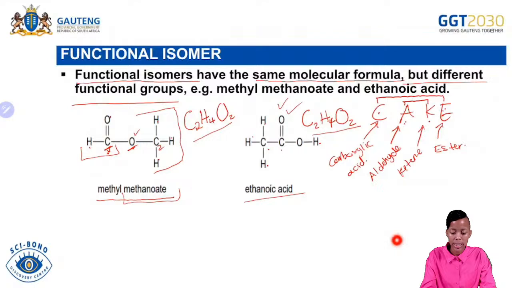As the definition says, whatever you are going to draw, whether it's a carboxylic acid or an ester, it must have the same molecular formula, but different functional groups. Okay. As we have said, because of the C double bond O and the O, this is representing an ester. And this one, C double bond O and the OH there, is representing a carboxylic acid.